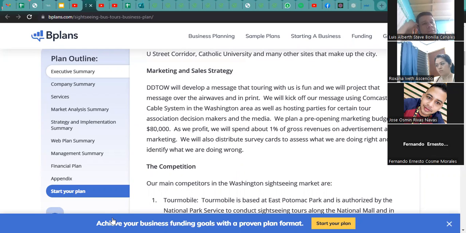Anybody? The revenue, or the money that you get for your sales, yeah? Very good. So 1% of the income is going to go to advertisement and marketing. Every month they will be spending that. And they say that they will distribute survey cards to assess what they're doing right and identify what they're doing wrong. That is another important thing, because it represents a strategy for improvement.